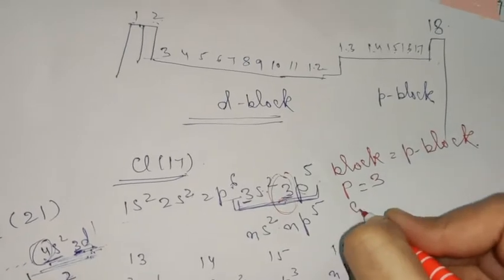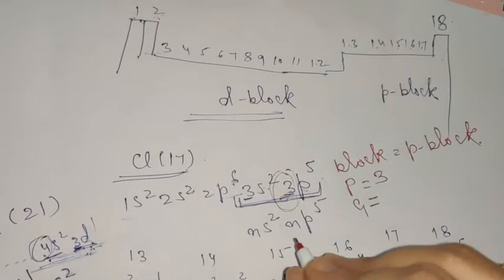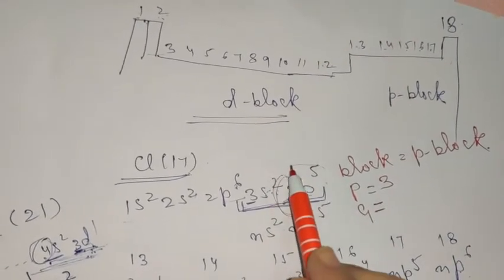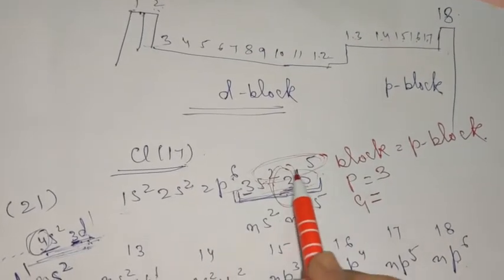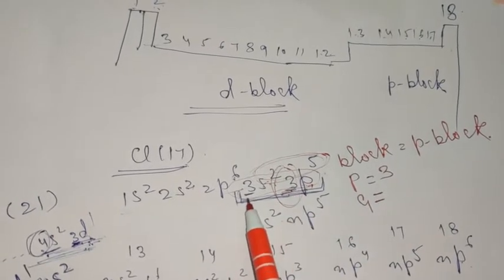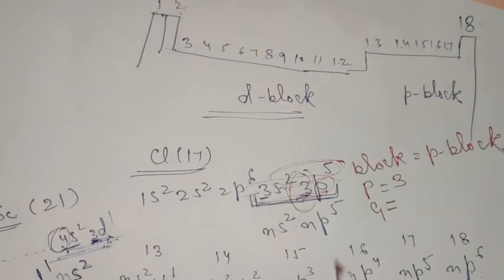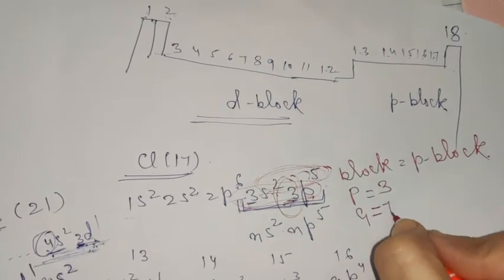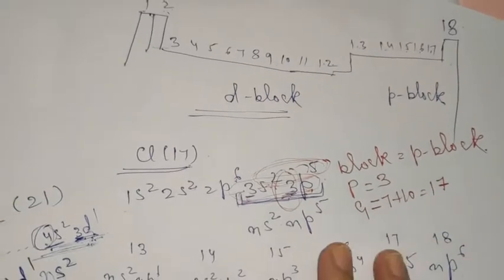Then coming to the value of group. How do we find out the value of group? In case of P block, we add the total electrons present in the outermost shell, and the outermost shell here is the third shell. The third shell has 7 electrons, and to this outermost electron value we add 10. So it becomes 7 plus 10. The group number is 17 in this case.